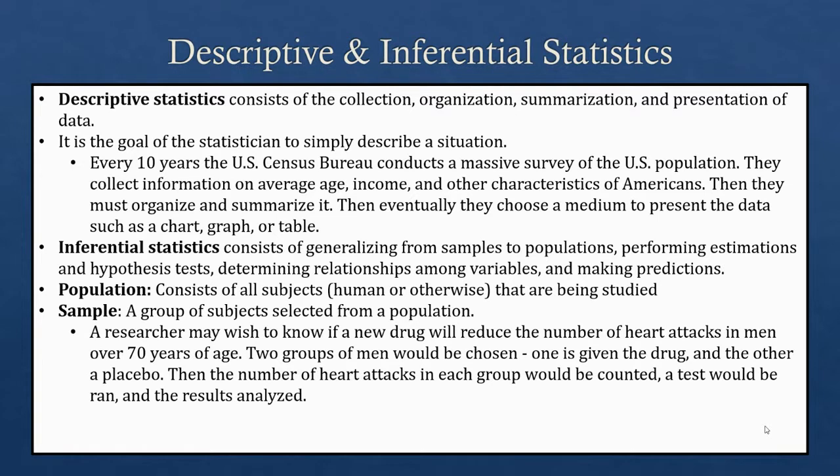Two groups of men would be chosen. One is given the drug and the other a placebo. Then the number of heart attacks in each group would be counted. A test would be run and the results analyzed. So again, the idea here is we're trying to look at information for this small sample to see if it seems likely that this new drug would yield really good results for everybody in the population. So that's the big idea behind inferential statistics: taking data collected from a sample and trying to use it to predict things or test things about the larger population.